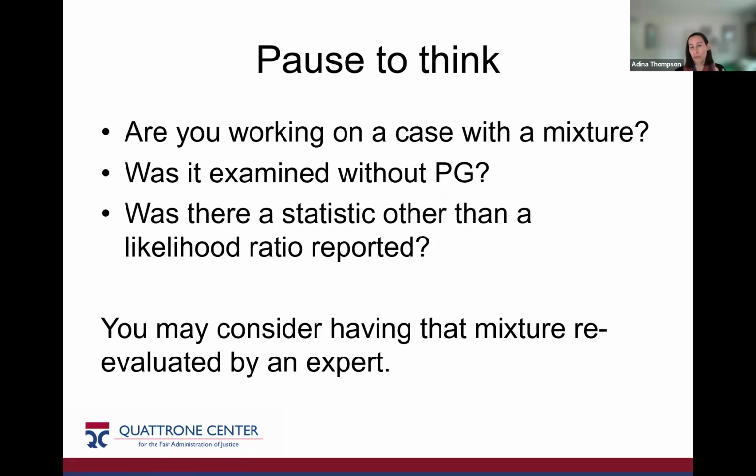Probabilistic genotyping software was really not used before the 2010s. And so if you have a case before then and somebody made an interpretation of a complex mixture, what kind of statistic was reported? Go back to what you've got and figure out, do you have appropriate work that was conducted based on what's in this report? And if you have an eyeball mixture with a statistic other than a likelihood ratio, you might consider having that mixture reevaluated by an expert to see if what was done then comports with best practices now. So this is just one way that you can consider how this report might tie into your work.